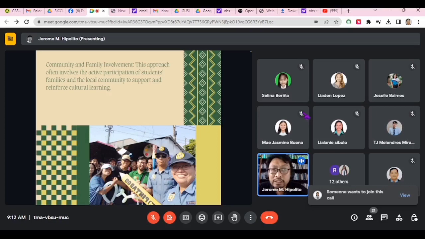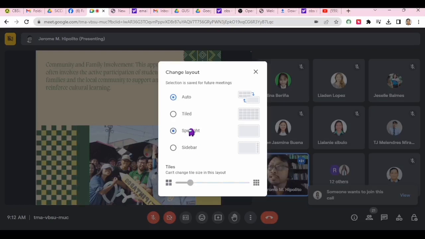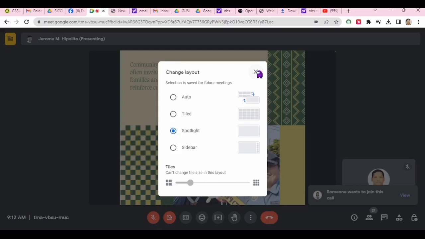Again, the involvement of family and the community in the instruction is very important. Students should feel that instruction is not different from the way they also learn from the community, especially since we do not only learn inside the classroom. Even when you just walk outside on the street, you are actually learning.